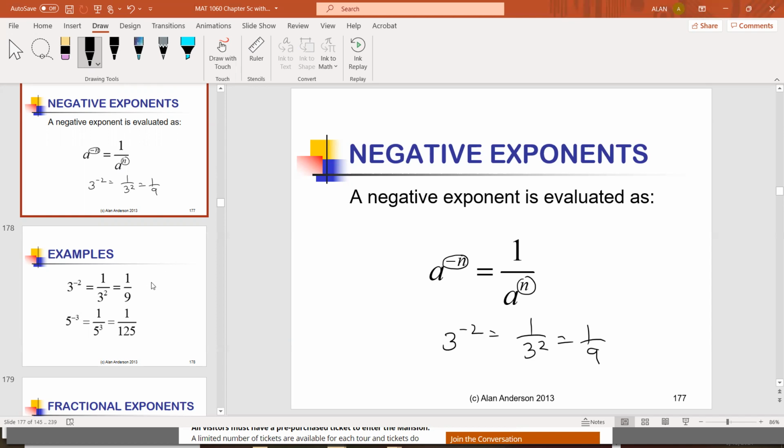Okay. What about this one, though? This is an odd case. 2/3. What is that supposed to mean? Well, here's what you have to think about. A to the 2/3 power is the same thing as a squared all raised to the 1/3 power. That's the key to the whole thing. Because now you can see that I'm being told to take the cube root of a squared.